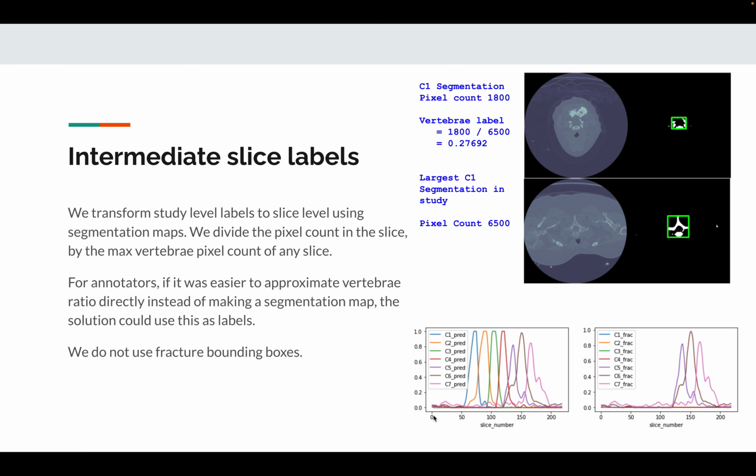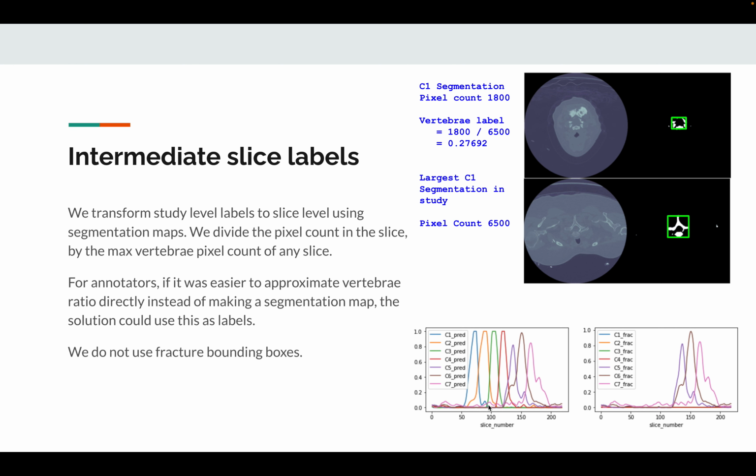If we were to put this on a 2D plane, this is what it would look like if we say slice number is the x-axis and this ratio label is the y-axis. You can see here each of the vertebrae and the ratio of vertebrae you see, and you see we start with the C1, then we go on to the C2 and so on.